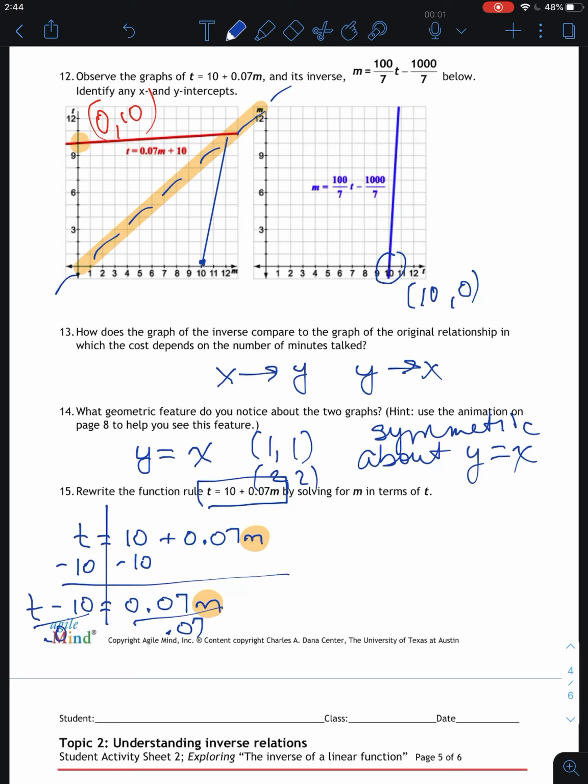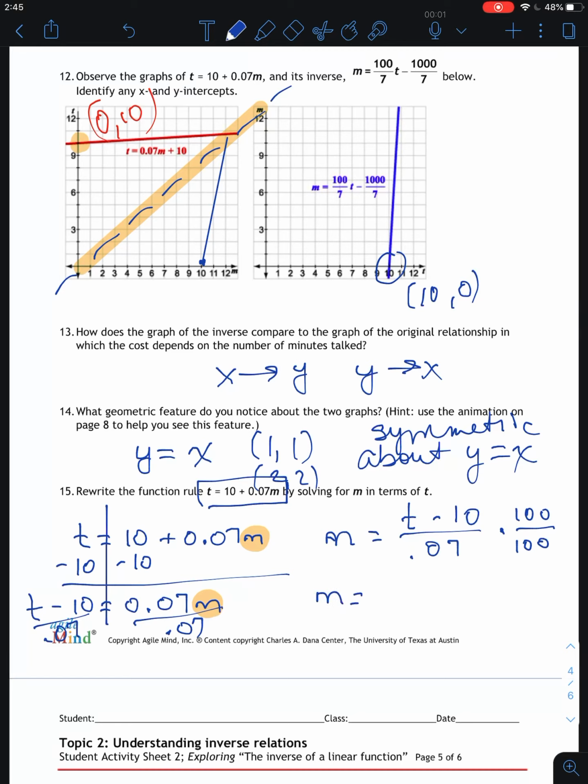And this is where several of you got hung up. So we have m equals t minus 10 divided by 0.07. I don't like having this decimal down here in a fraction. It's not exactly a proper way to leave a fraction. So in order to get rid of this decimal, I want to move that decimal 2 places to the right, which is essentially multiplying it by 100. And remember from our previous video, I can multiply anything by 100 over 100 because that's just like multiplying by 1.